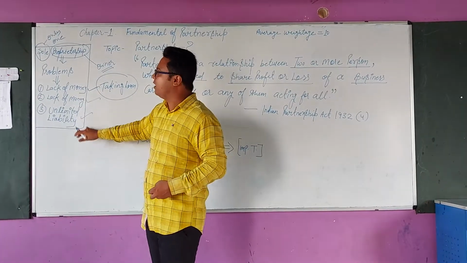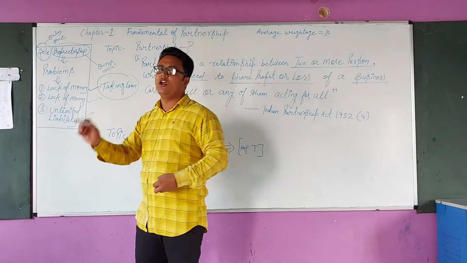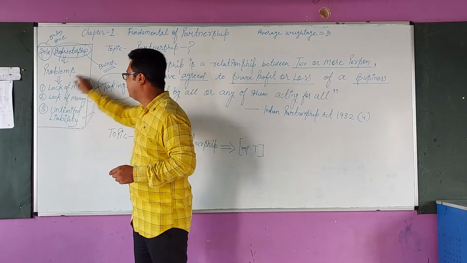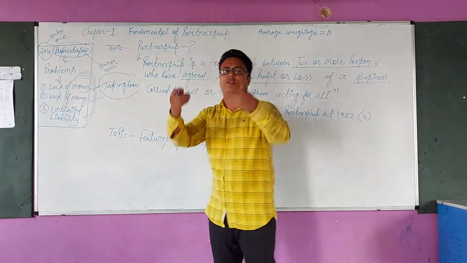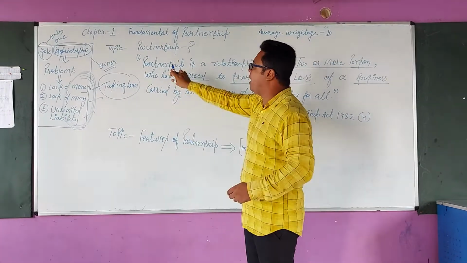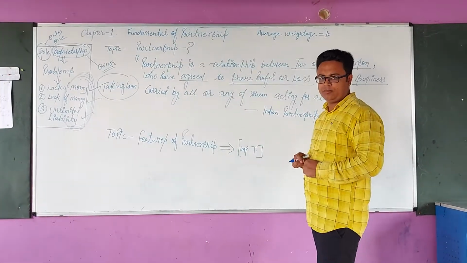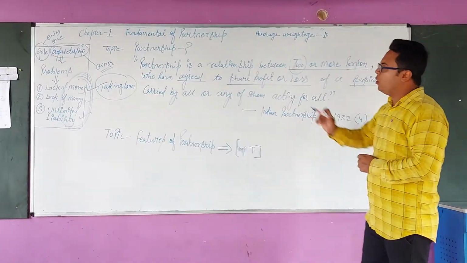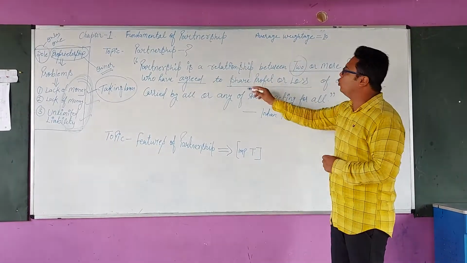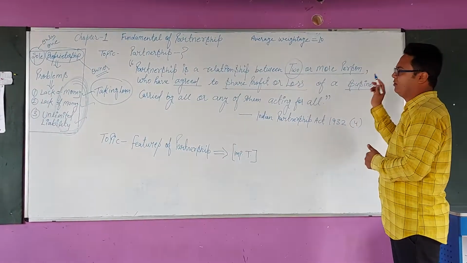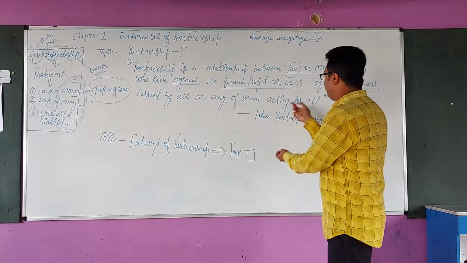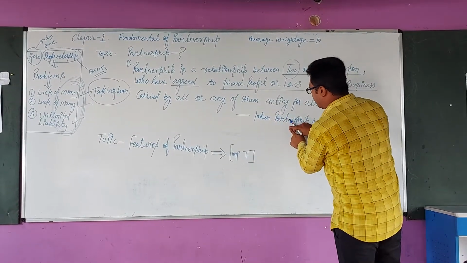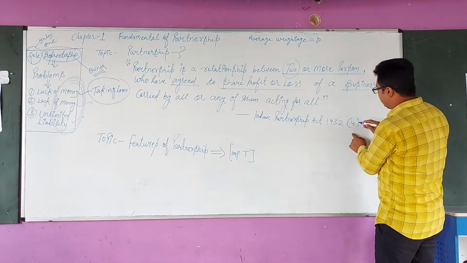So we can say here that there were three types of difficulties faced by the sole proprietorship. And to solve these three types of difficulties, a new form of business organization originated. That was partnership. What is partnership? Partnership is a relationship between two or more persons who have agreed to share profit or loss of a business carried on by all or any of them acting for all. This definition was given in the Indian Partnership Act 1932, Section 4.